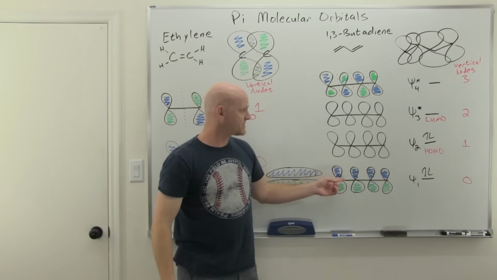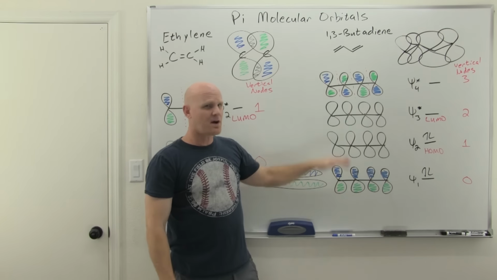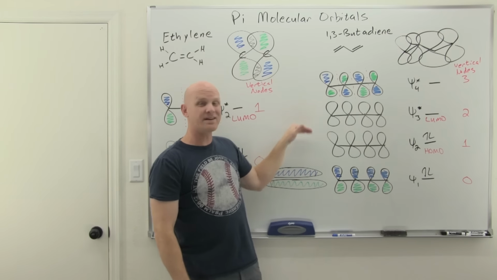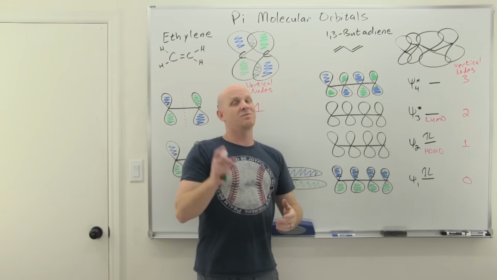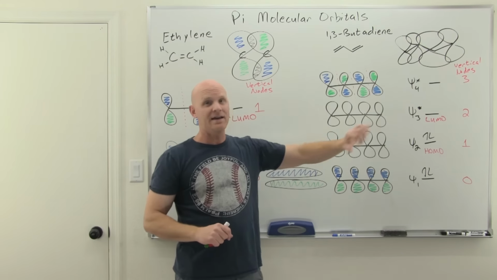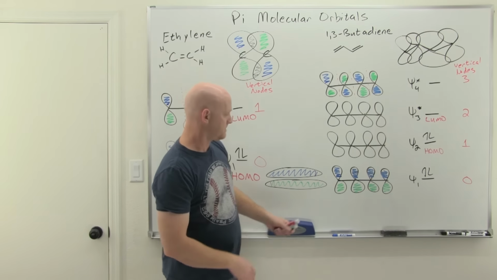All right, so there's your lowest energy one, psi 1, and then your highest energy psi 4 star antibonding. And those are often the easiest ones to draw. It's the ones in the middle that can start to trip you up. Now, with 1,3-butadiene, it's not going to be too bad. But with 1,3,5-hexatriene at the end of this section, it's going to be a little bit of a pain, as we'll see.